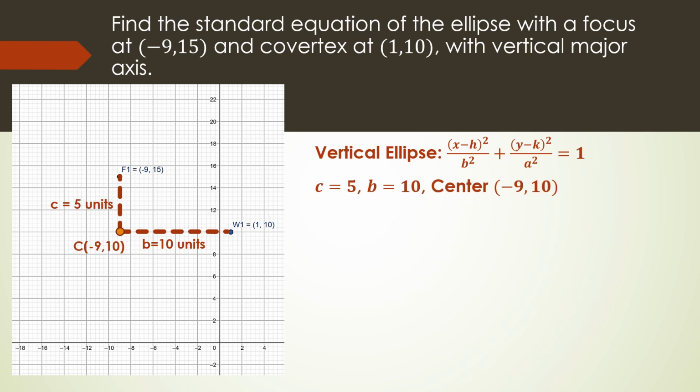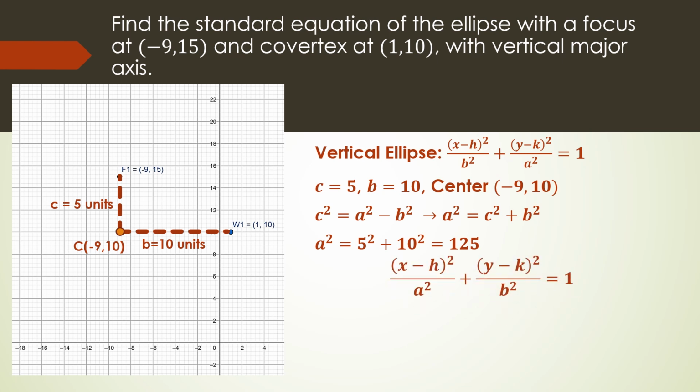So from the graph, we can see that c is equal to 5 and b is equal to 10, and the center is at negative 9, 10. So c squared is equal to a squared minus b squared. So let's manipulate that formula so that we can find the value of a squared, which is c squared plus b squared. Now let's substitute all the values. We will have a squared equals 5 squared plus 10 squared equals 125.